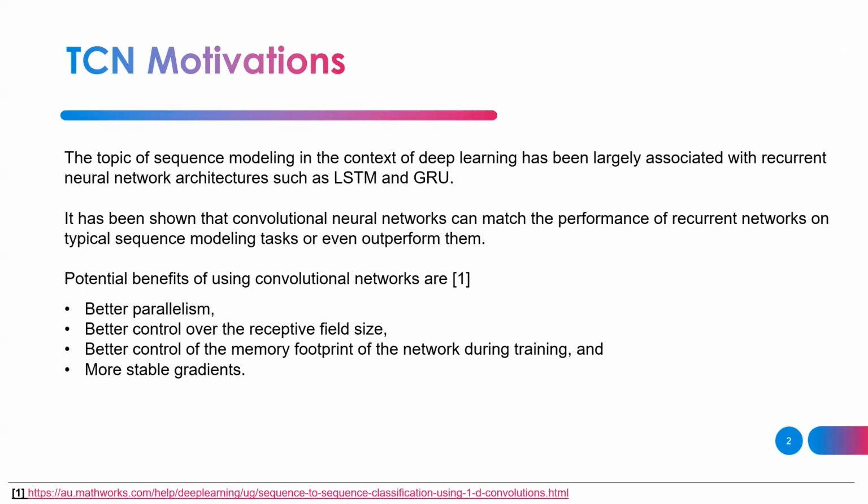It has been shown that convolutional neural networks can match the performance of recurrent networks on typical sequence models when using TCNs. The benefits of using TCNs include, for example, better parallelism, better control over the receptive field size, and I will explain to you later on what we mean by receptive field size. There's also better control of the memory footprint of the network during training and more stable gradients. So you don't have the issue with vanishing and exploding gradients that you typically see with GRUs or recurrent neural networks in general.